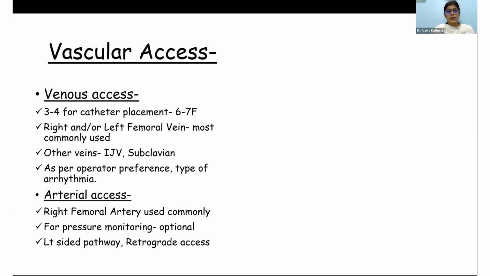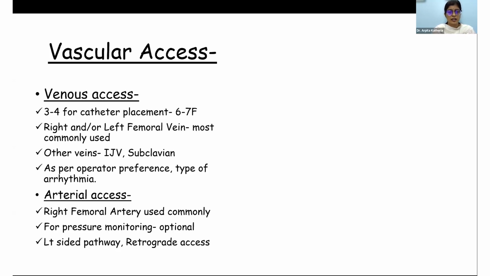Now we move on to vascular access. Ideally, for simple cases, venous access is sufficient. 3 or 4 venous accesses are required for catheter placement. Usually 6 to 7 French catheters are taken. Commonly, we use right or left femoral veins. Other veins that can be used include IJV or subclavian. And as per operator preference and type of arrhythmia, we decide the number of accesses and the sites.